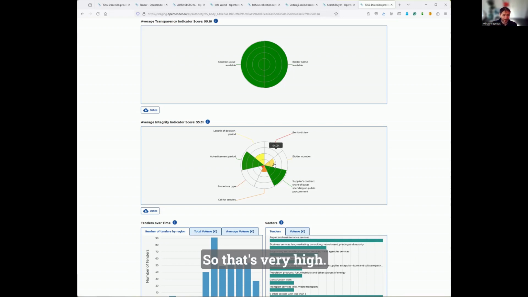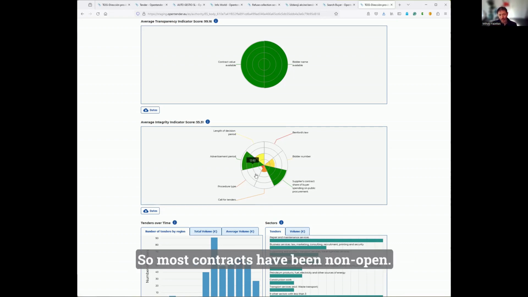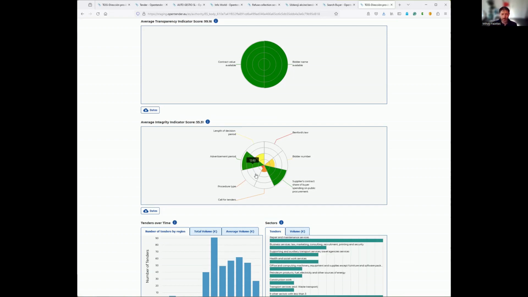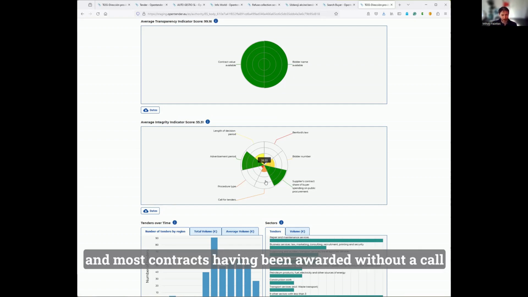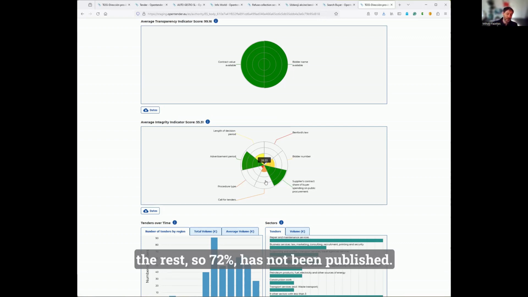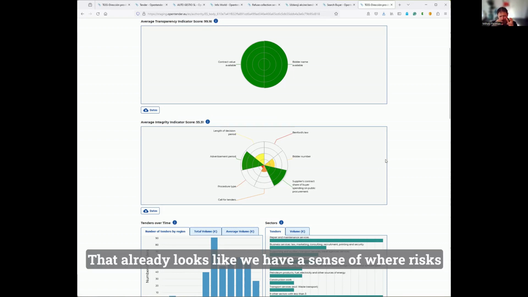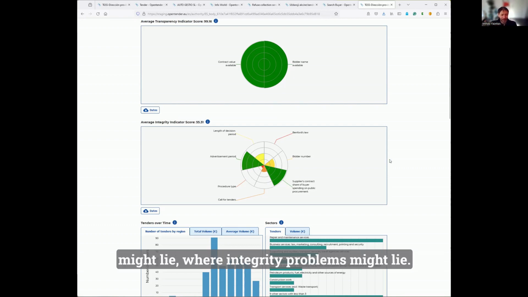So that's very high. We can also look at procedure type. So most contracts have been non-open, okay? That also corresponds to most tenders and most contracts having been awarded without a call for tender being published. So 28% has been published, the rest, 72%, has not been published. So it already looks like we have a sense of where risks might lie, where integrity problems might lie.